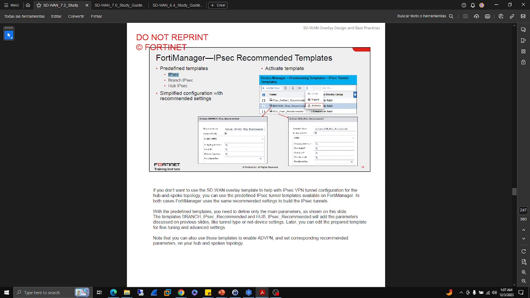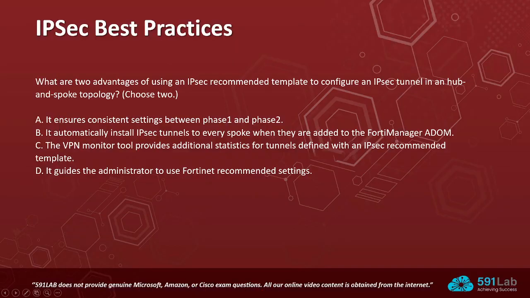And it simplifies the configuration with recommended settings. So if you make a login and you see the options that we have there, it ensures consistent settings between phase 1 and phase 2. Yes, because it is a template.